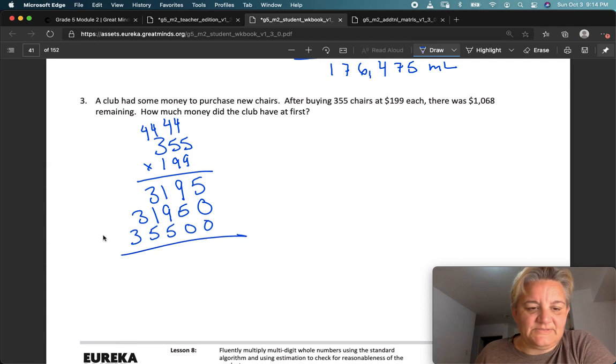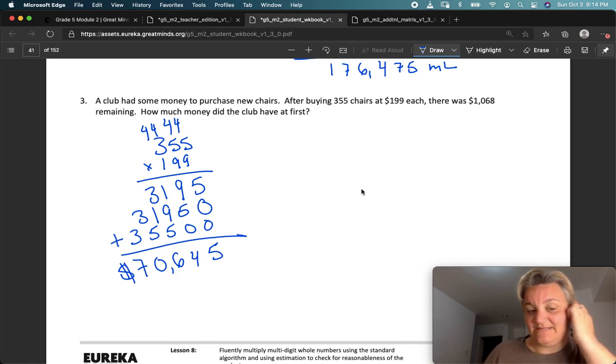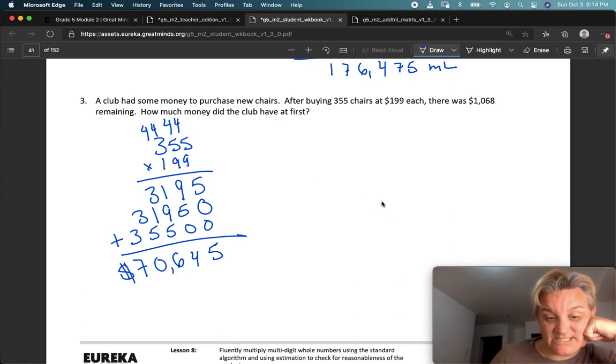Now add those. 5, 14, 11, 16, 4, 9, 10, carry 1 is 7. Okay, so they spent $70,645.